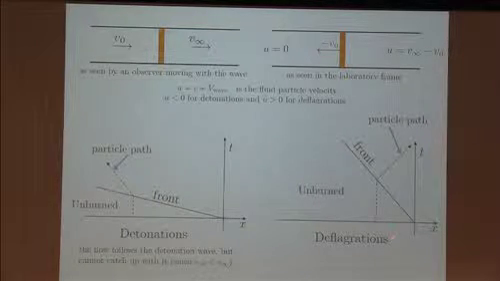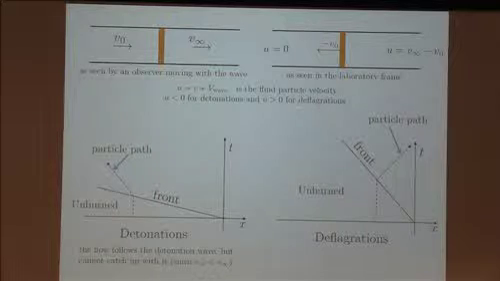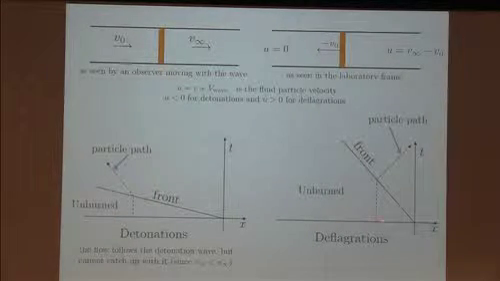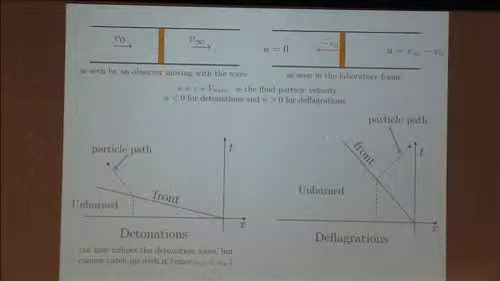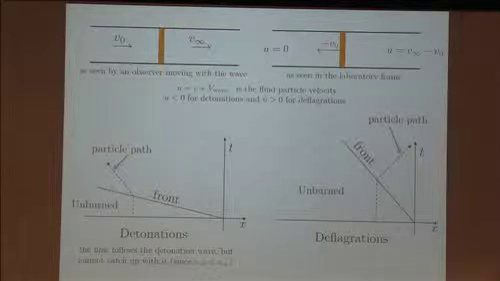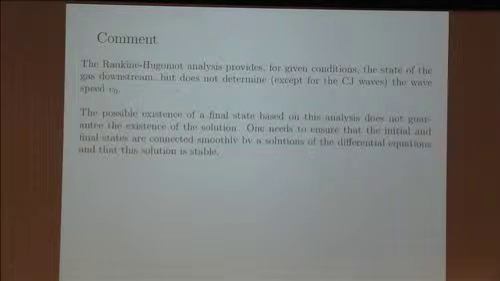In a deflagration, on the other hand, V minus V naught is positive, so u is positive, and so as the wave is moving to the left, the burned gas is moving to the right. So it expands and moves away from the flame, okay? So this is that.